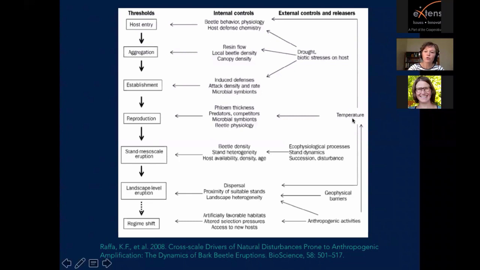Temperature also plays a huge role. We see this especially in boreal and high elevation systems. Geophysical barriers. This is an interesting one because, as far as we knew, mountain pine beetle had never outbreaked in the Canadian Northern Rocky Mountains. We'd known that they had outbreaks in the southern Rocky Mountains on the Montana-Idaho border, but they'd never been farther north. This last mountain pine beetle outbreak, they surpassed this geophysical barrier of the Canadian Rocky Mountains and are now in what Alan Carroll refers to as a naive host.